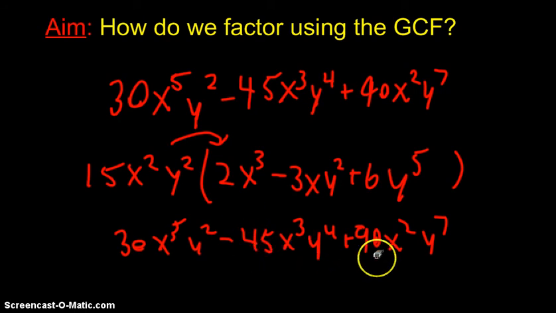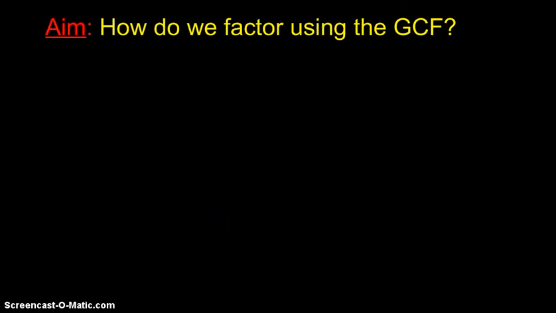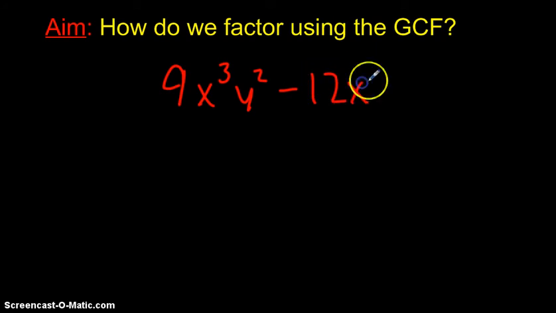Alright, so I'm going to erase this example, and we're going to look at what happens if you accidentally don't use the GCF. So let's say we had a problem to factor. We were given 9x to the third, y to the second, minus 12x to the fourth, y to the third. And let's say we noticed, maybe this isn't a great example. Let's change this 9 to 24.